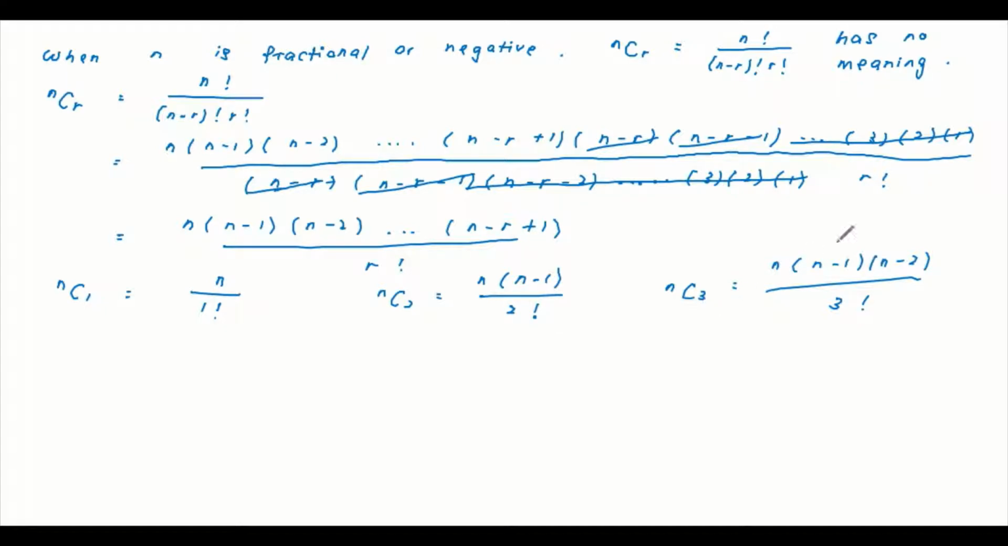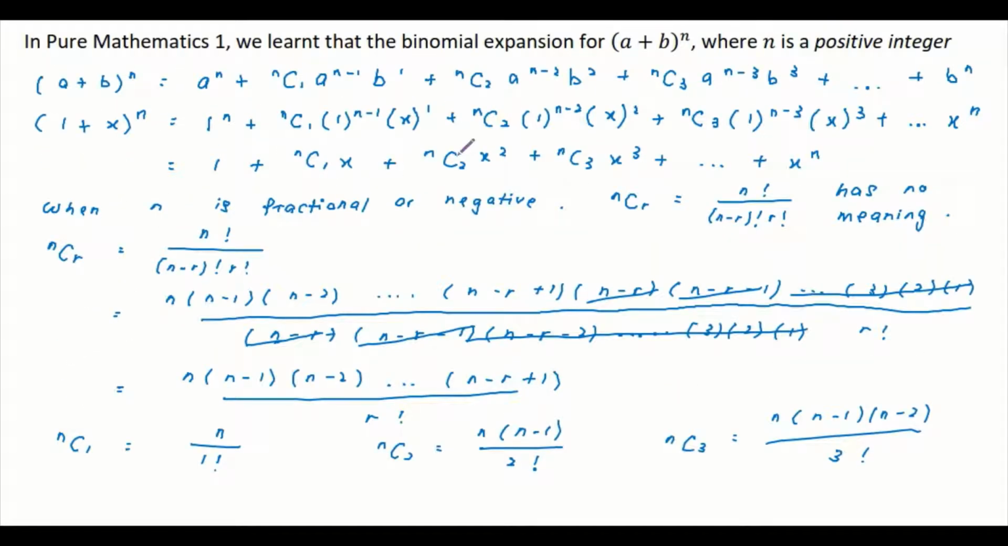nC3, then you repeat 1, 2, 3, then divide by 3 factorial. So this general term can be used for any combination, no matter what your n is. Meaning that if n is negative, you can also substitute here because now you are not looking at factorial anymore. It's just an n here.